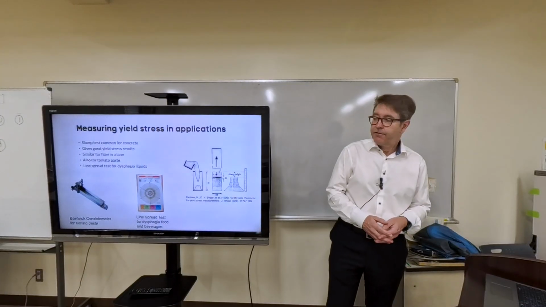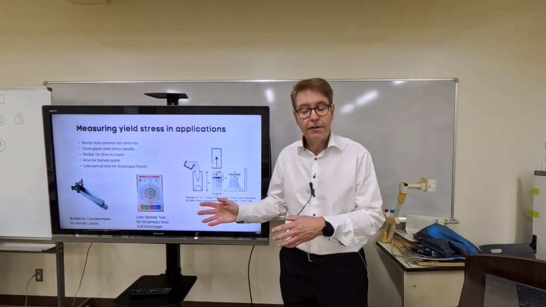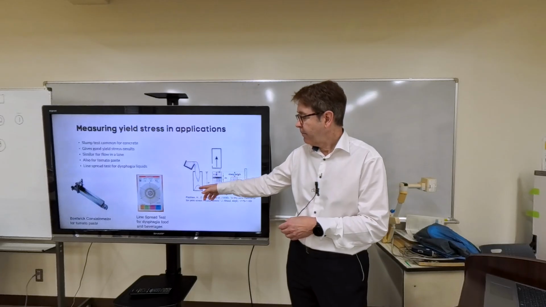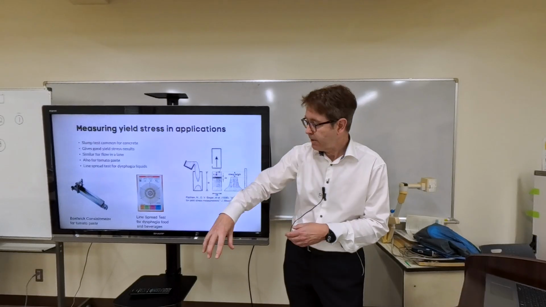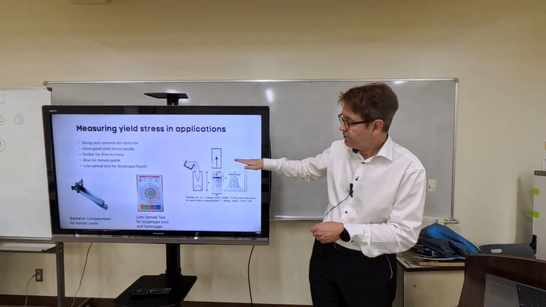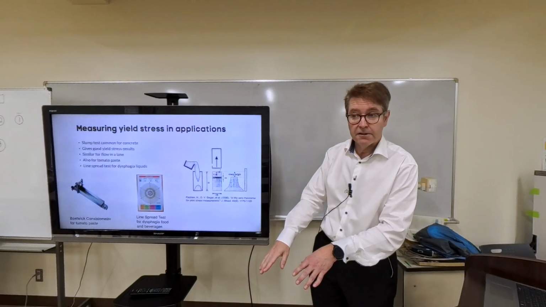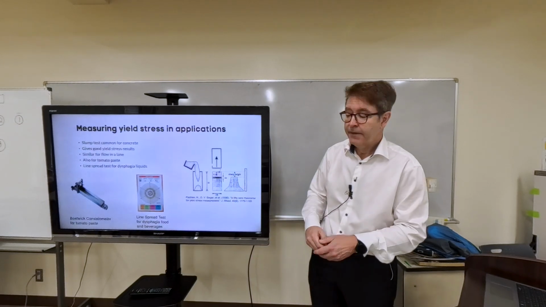Then there are different ways of measuring the yield stress, like in the field. If you're at a construction site, you mix the cement or the concrete, then you pour it in a tube and you put it upside down. You lift the tube and then you see how much it slumps. And then you measure this side to see if the cement or concrete is good or bad.